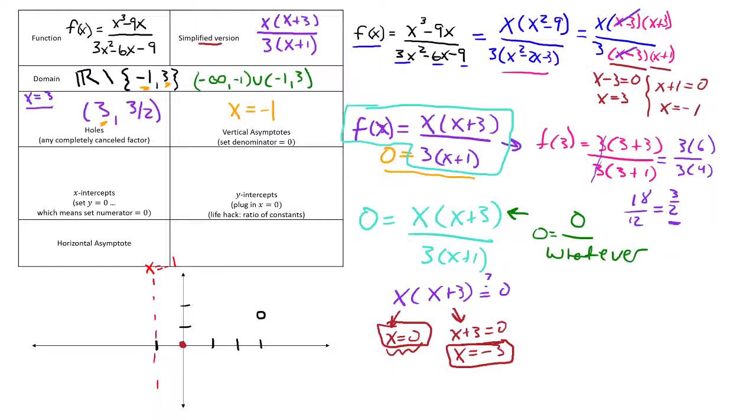So we have an x-intercept there, and we have an x-intercept over here at negative 3. Okay, we're doing it. We're getting there. So we're going to have (negative 3, 0) and (0, 0). Now, if (0, 0) is an x-intercept, it also means that the y-intercept is (0, 0).